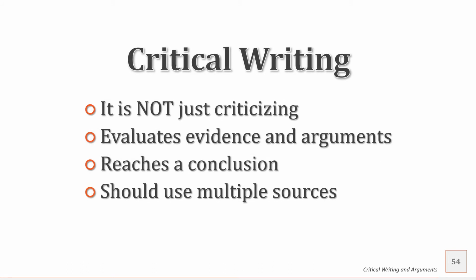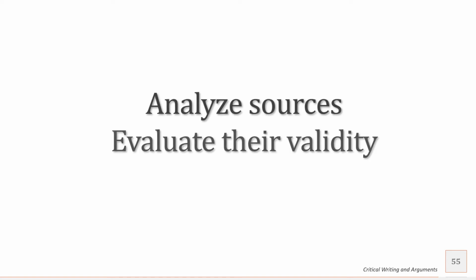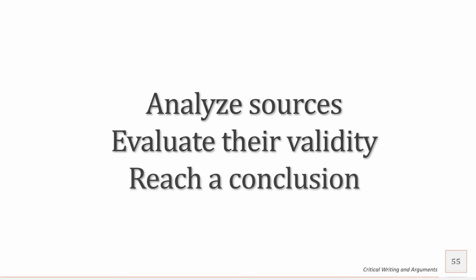Critical writing isn't just about attacking or criticizing others or their ideas. It evaluates evidence and arguments. It reaches conclusions based on that evidence and those arguments. And in order to be convincing, it should make use of multiple sources. To put it simply, critical writing analyzes sources, evaluates their validity, and then reaches a conclusion.